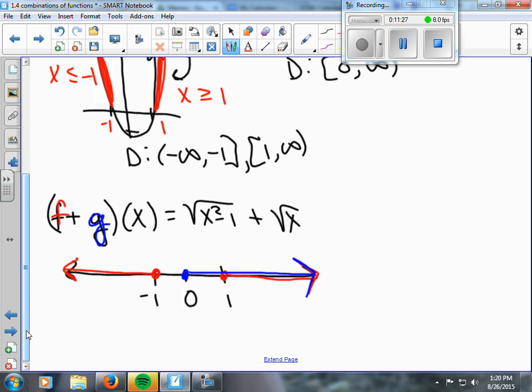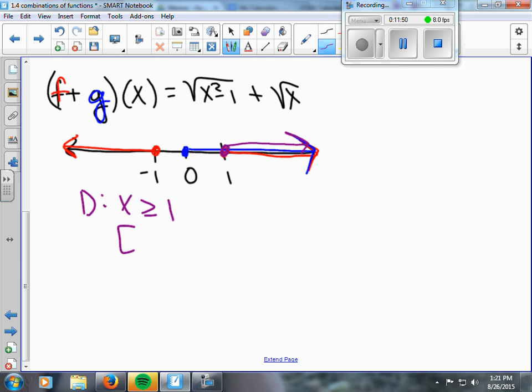So if one parent only wants you to stay in the red zone, and the other parent only wants you to stay in the blue zone, then you really have to stay in the purple zone, in the red plus blue zone. So where is that? That would be here, where they both overlap. And so the domain of f plus g is that x has to be greater than or equal to 1. Or this is 1 to infinity.